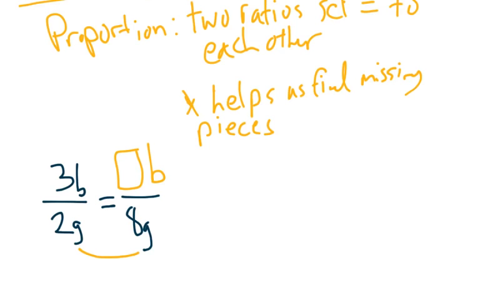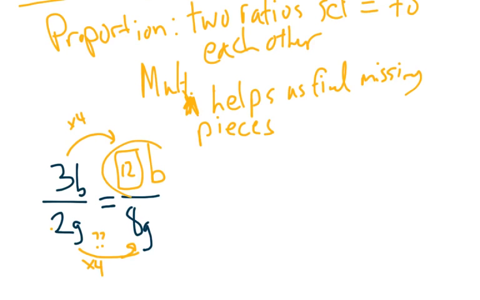And now, I'm going to change this to the word multiplication, or at least an abbreviation of it. We're going to ask ourselves, what do I need to multiply this by to get 8? Well, I have to go 2 times 4, I can get 8. I'll do the exact same thing here. 3 times 4 to get my answer, which is 12 boys.